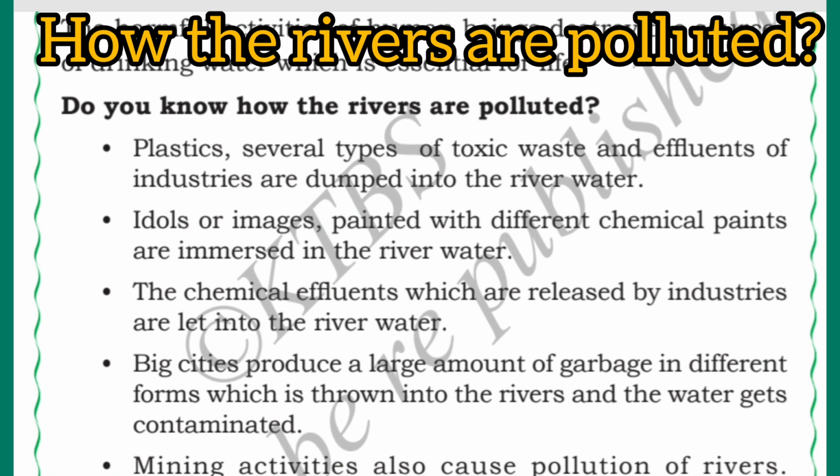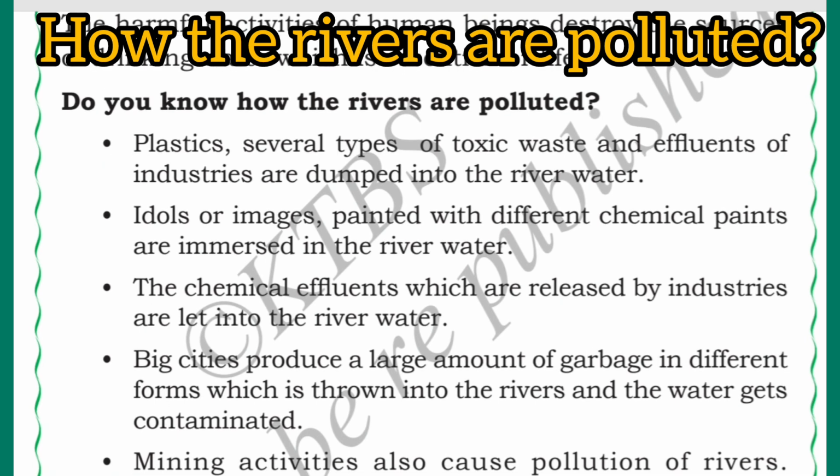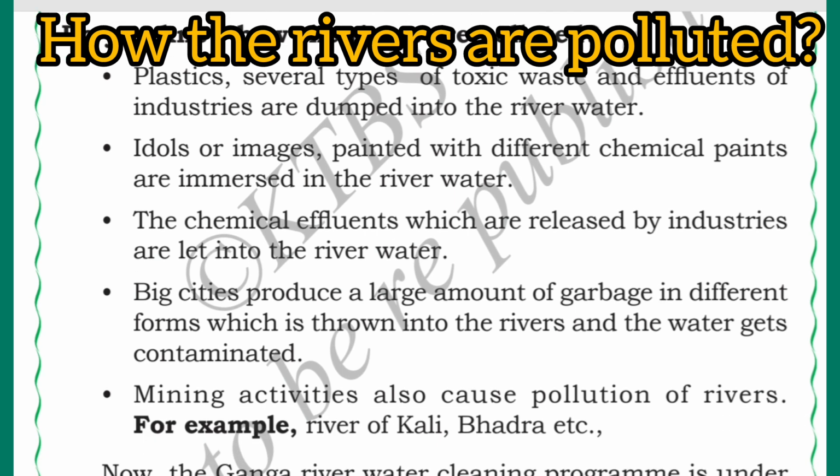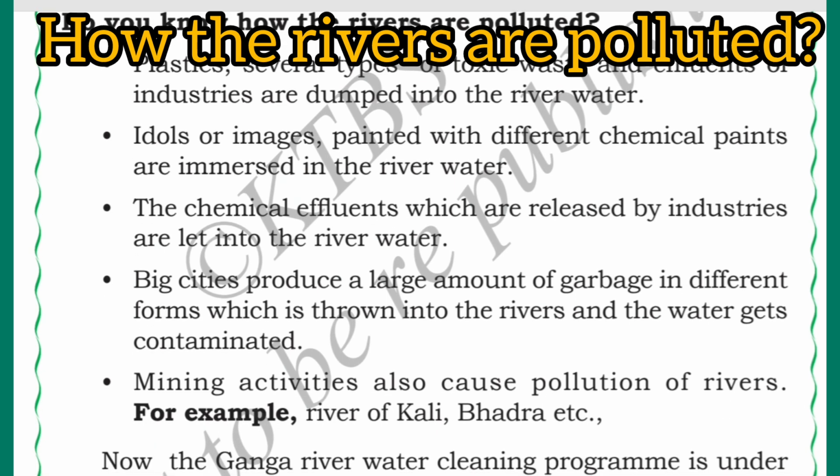Now, how are the rivers polluted? There is another question. The answer is plastic, several types of toxic waste and effluents of industries are dumped into the river water. Idols or images painted with different chemical paints are immersed in the river water. The chemical effluents released by industries are let into the river water. Big cities produce a large amount of garbage in different forms which is thrown into the rivers and the water gets contaminated. Mining activities also cause pollution of rivers.